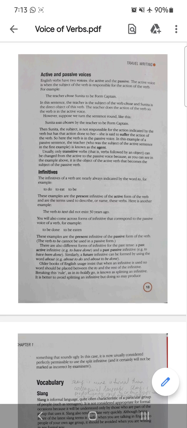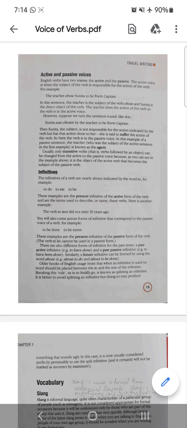For example, to have done. Okay, this is past active. The example of past active is to have done. But a past passive would become to have been done. You see? Similarly, you have future infinitive, right? So you say about to do, this is active, the passive would be about to be done. Okay? Don't let it confuse you. The idea is actually very simple.